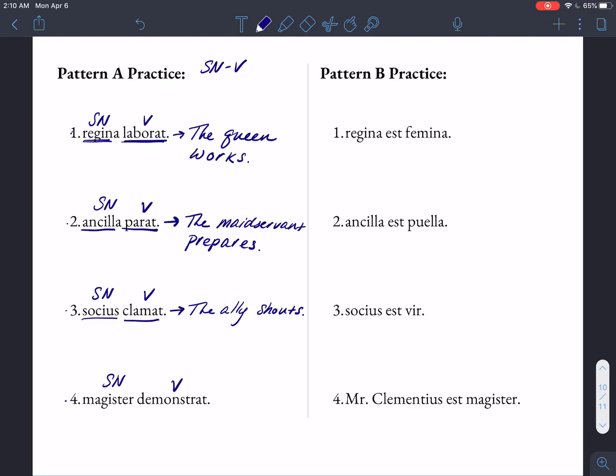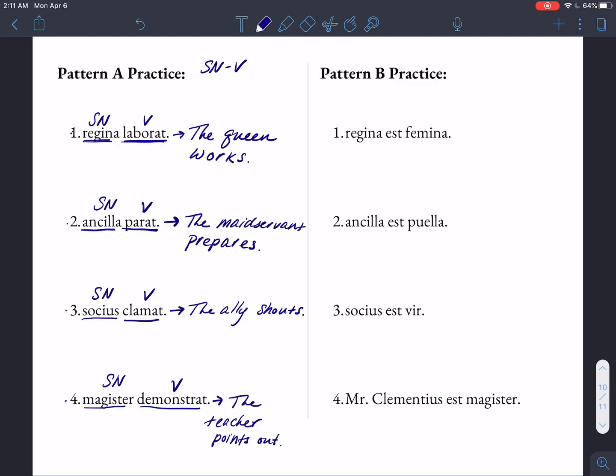Okay, and last but not least, please repeat number 4 after me. Magister demonstrat. All right, and let's translate that one too. So, magister, the teacher. What kind? The male teacher. Demonstrat. What does he do? Points out.